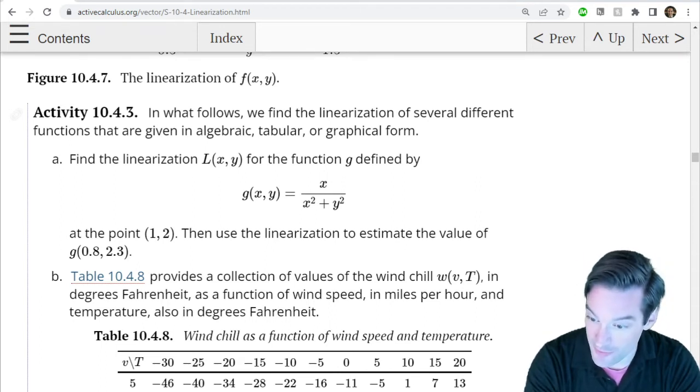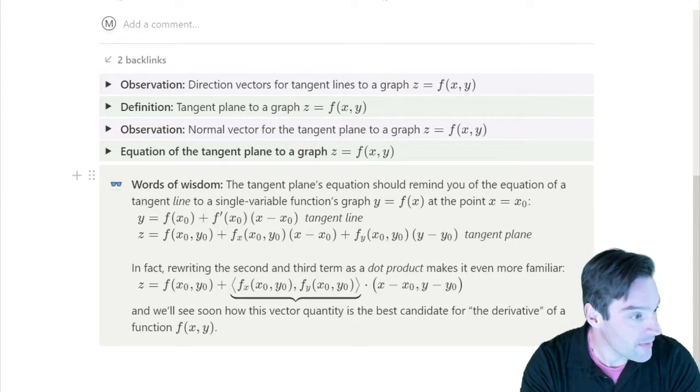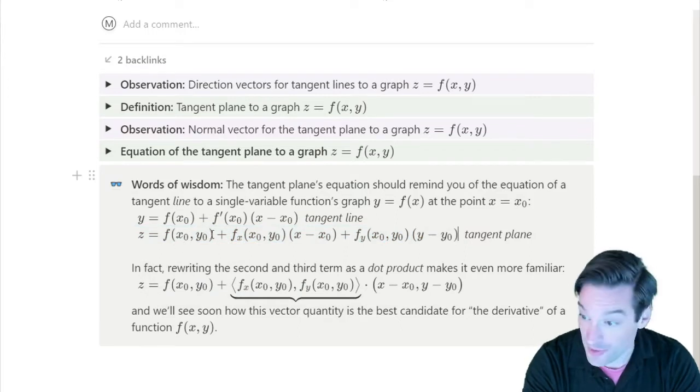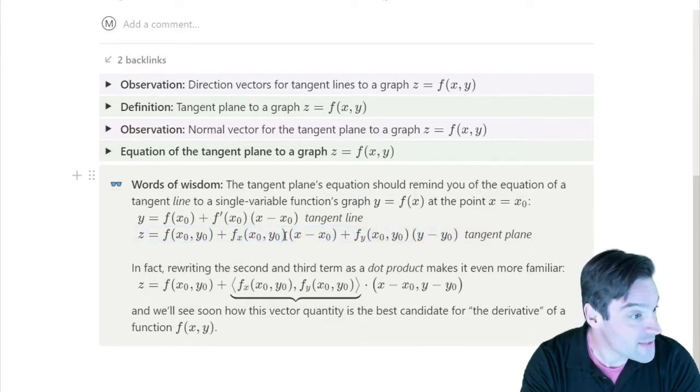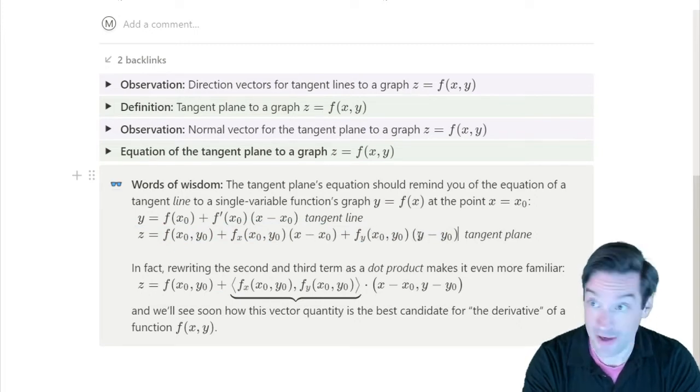In fact, you did it as part of the end of our last activity, as we were discovering the general principle that an equation for a tangent plane to the graph of a function can be z equals f evaluated at the point in question, plus the x partial derivative of f at that point times x minus x naught, plus the y partial derivative at that point times y minus y naught.